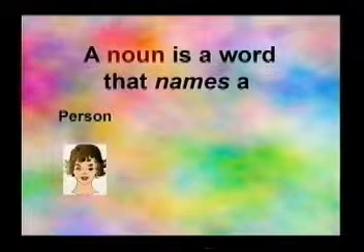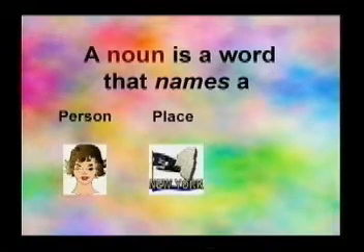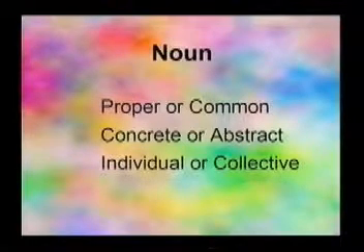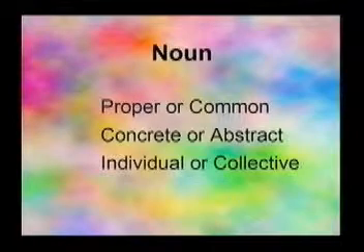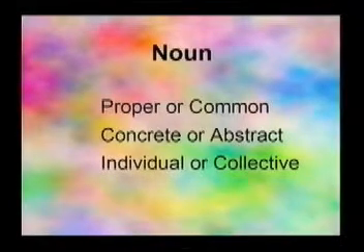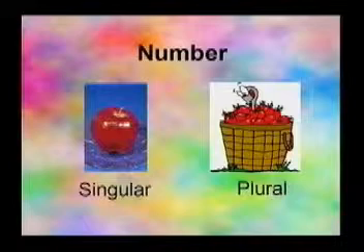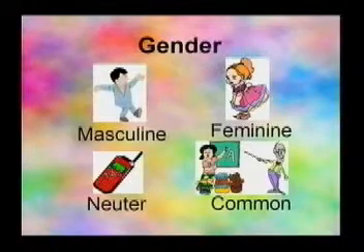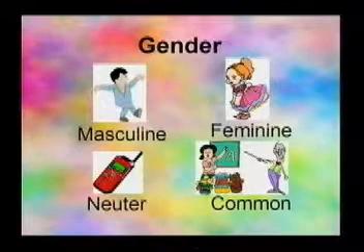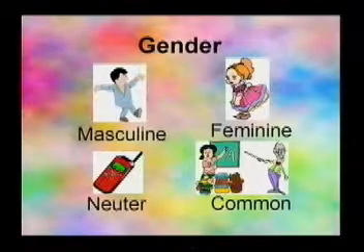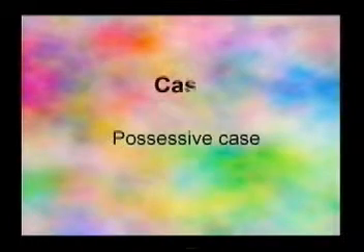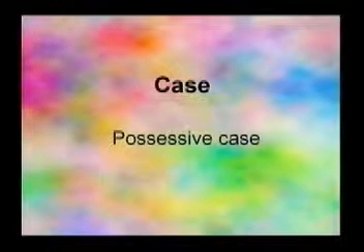To sum up, a noun is a word that names a person, a place, or a thing. A noun is either proper or common, concrete or abstract, individual or collective. Nouns also have number, singular and plural. Nouns also have gender, masculine, feminine, neuter, and common. Nouns also have case, possessive case.